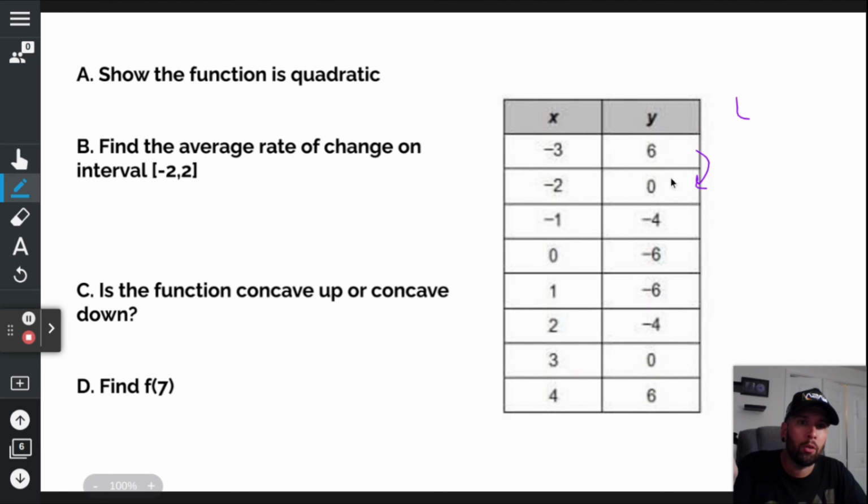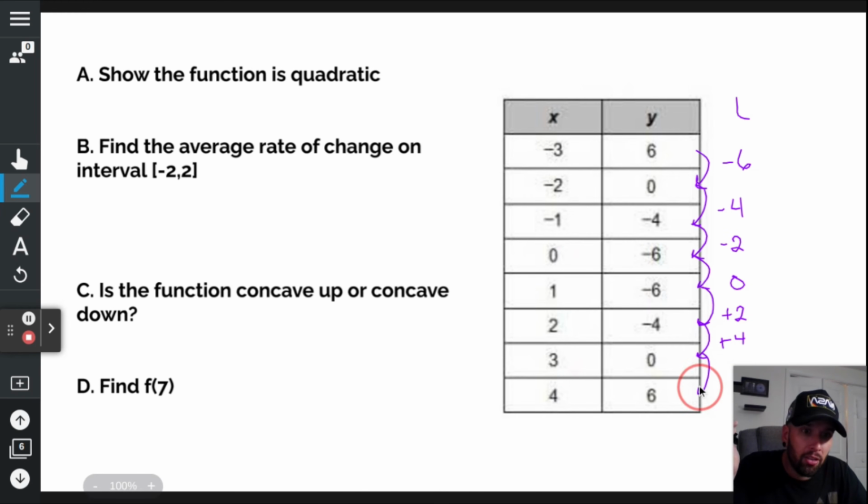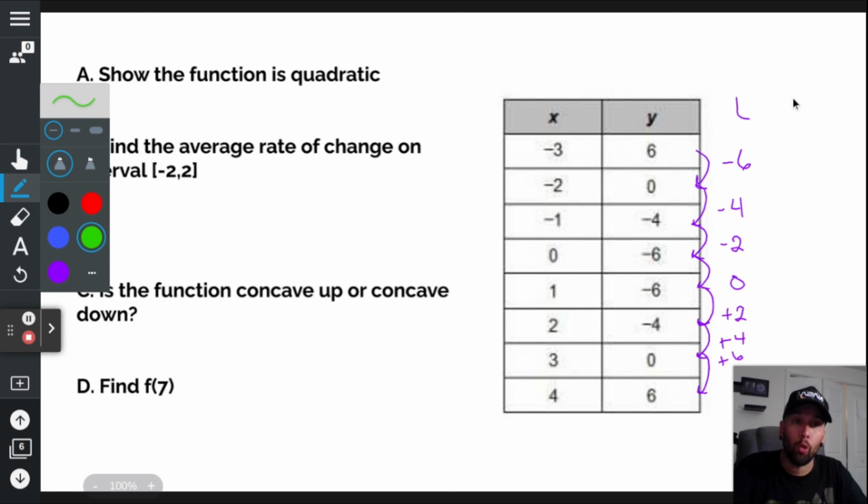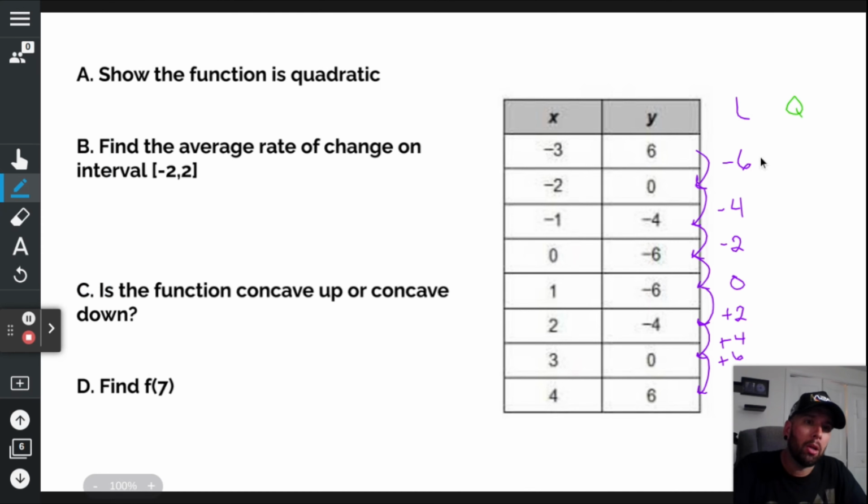To get from 6 to 0, subtract 6. Subtract 4. Subtract 2. Then 0. Add 2. Add 4. Add 6. Perfect. Now you can see the pattern forming. However, since this number is not the same throughout, it's not linear. So when we test out its quadraticness, which is a word, we're going to do it again.